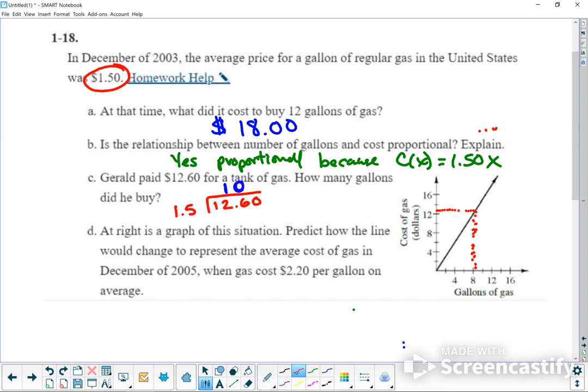Okay. So 10 times 1.5, see what that makes? Right? That makes what? 15? Right. Now, you look at that. Well, 15 is more than 12.60. So that's not going to work for us.